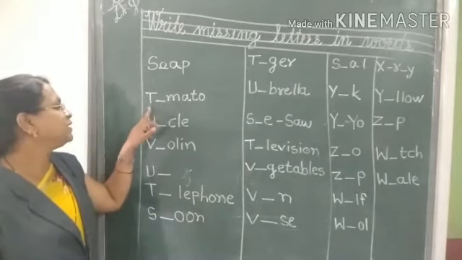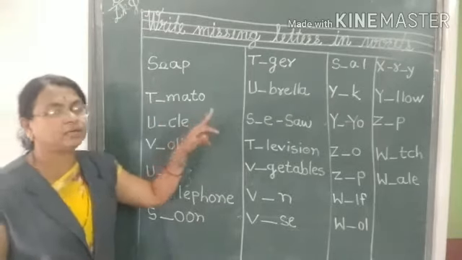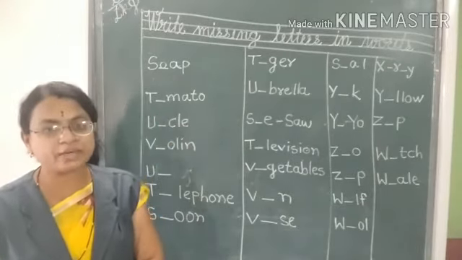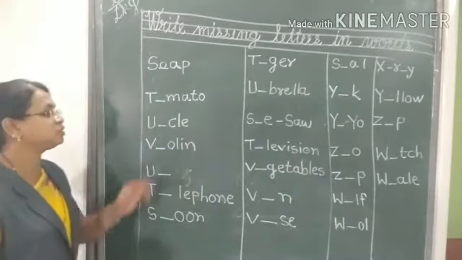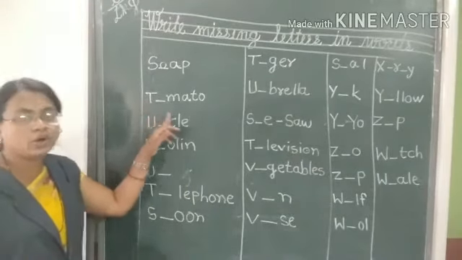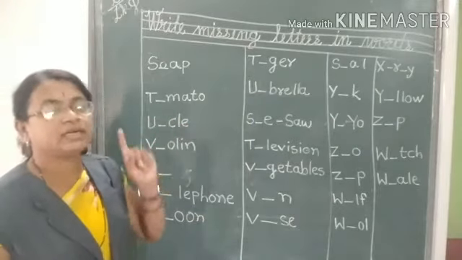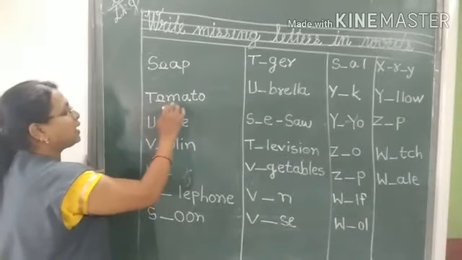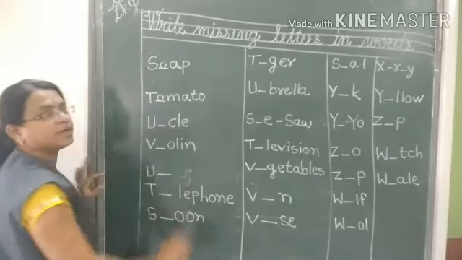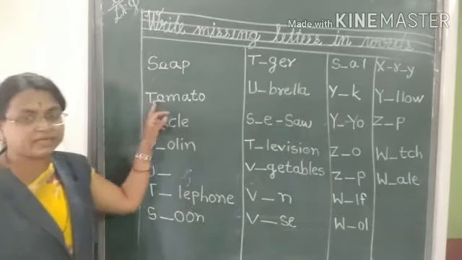Next word is T dash M A T O. This is the tomato spelling. So, which letter is missing in tomato spelling? T after O letter. T O A T O, tomato. In tomato spelling, O letter is missing.